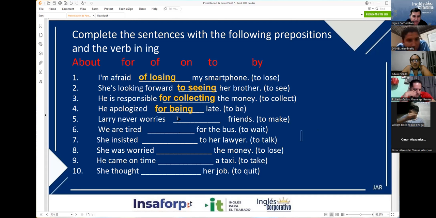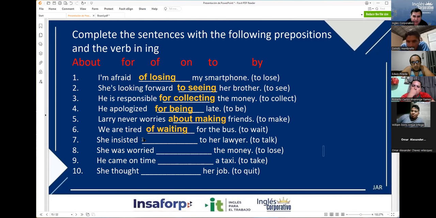Larry never worries what? Larry never worries about making friends. About making, making friends. Okay. We are tired. What? Of waiting. Waiting for the bus. We are tired of waiting for the bus.